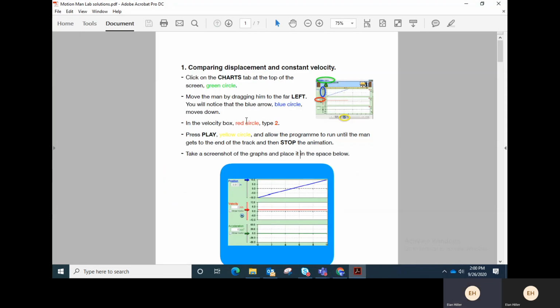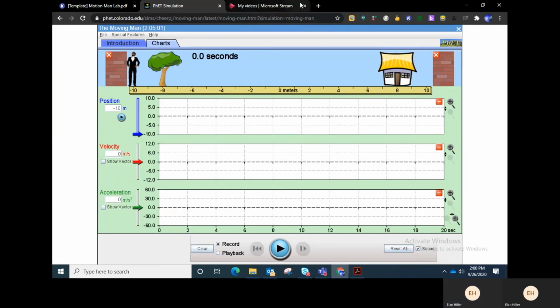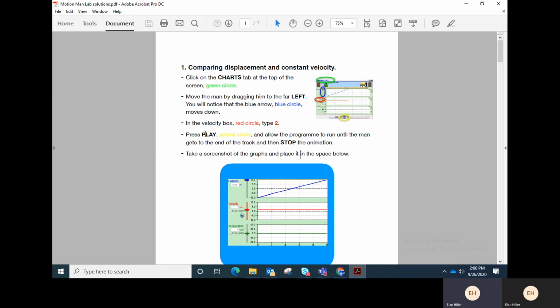In the velocity box, type the number 2. Okay, and as soon as you click outside the box, you can see that the arrow is ready to go, the man is ready to go, and then we can begin. So all we need to do now is press play. We're going to let the simulator run, and we're going to hit stop once the man reaches the end of the track. And then we're going to take a screenshot and paste it right here.